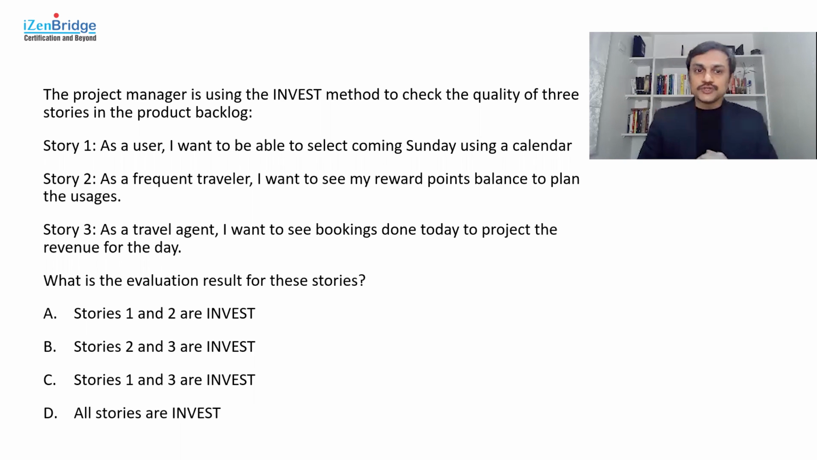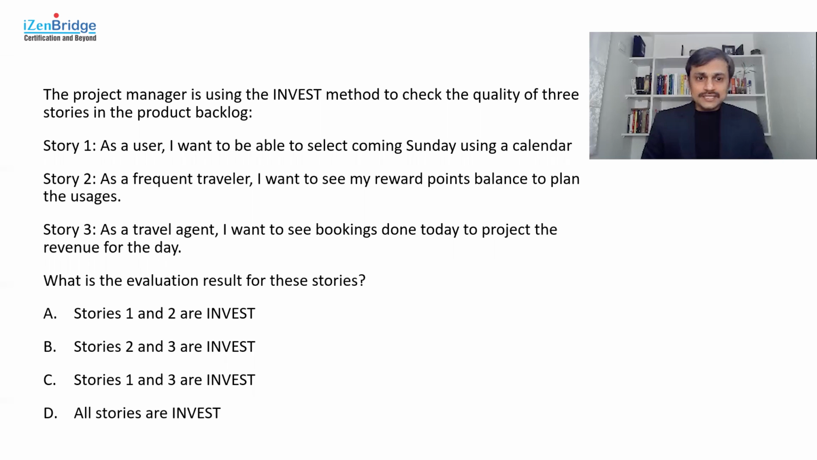The project manager is using the INVEST method to check the quality of three stories in the product backlog. So we have three stories. Story one: as a user, I want to be able to select upcoming Sunday using a calendar. Story two: as a frequent traveler, I want to see my reward points balance to plan the uses. Story three: as a travel agent, I want to see bookings done today to project the revenue for the day.